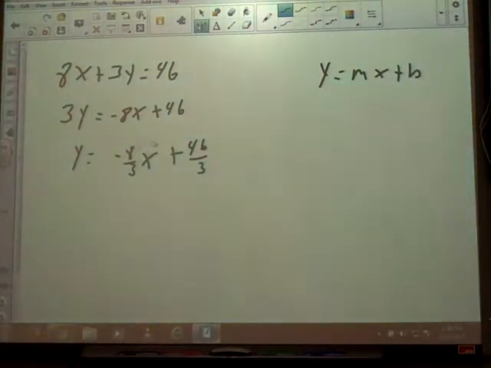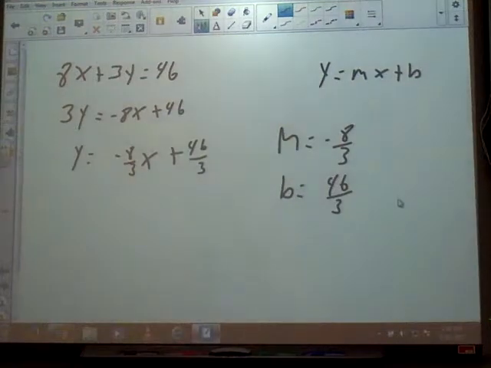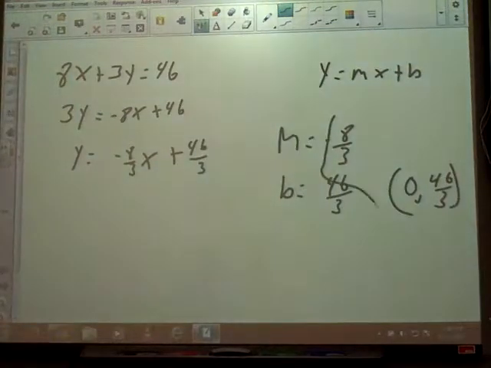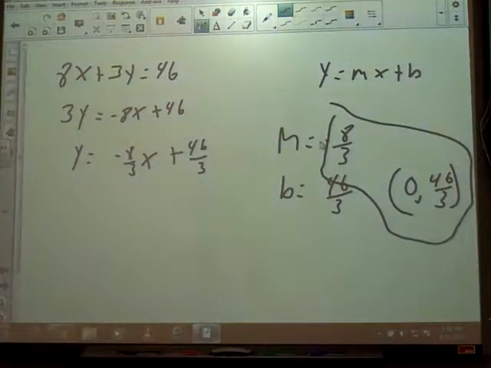So my slope is what's in the M spot. Negative 8 thirds. That alone tells me the answer. There's only one of the choices that has the right slope. If there's another one and I need to keep going, my B is 46 over 3. And to write that as an ordered pair, remember that's 0, 46 over 3. So those two answers, I kind of marked my negative out on that. Let me make it bigger. Those two answers get you choice C.